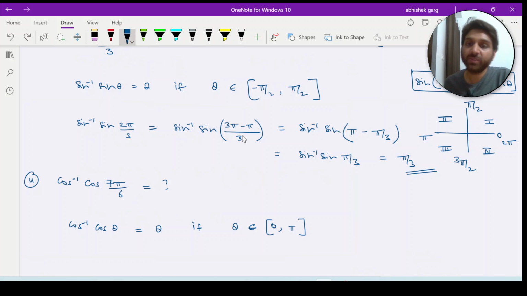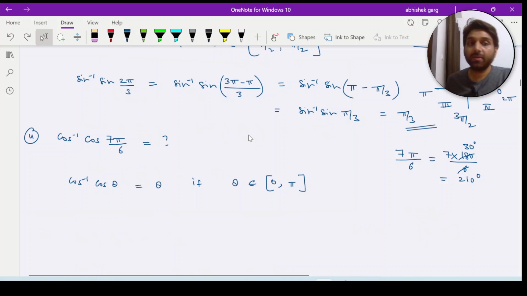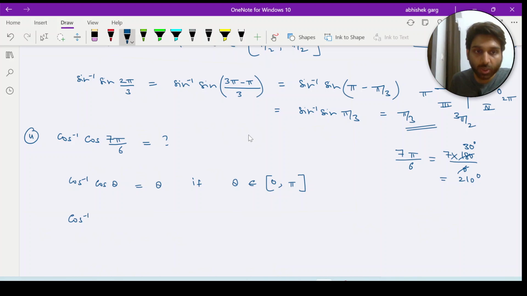It does not lie between 0 and pi, because 7 pi by 6, if you calculate it, will be 7 into 180 upon 6. This will be equal to 210 degrees. So this is obviously more than 180 degrees. So can we apply this property here directly? No, we cannot apply this property here directly. We'll have to modify 7 pi by 6 and write it in a way so that we can ultimately apply this property. Alright, so cos inverse cos 7 pi by 6.